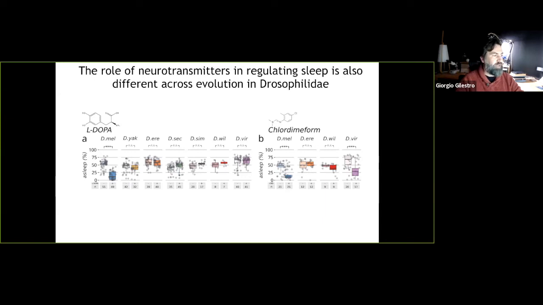Look what happens when you give L-DOPA to Drosophila melanogaster. So the control flies will sleep as normal, about 50% of the time. This is during the night, and then you give them L-DOPA, and boom, there's hardly any sleep. So this is well shown. There are plenty of papers that show a role for dopamine in sleep regulation in Drosophila.